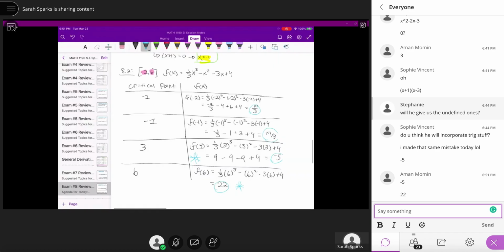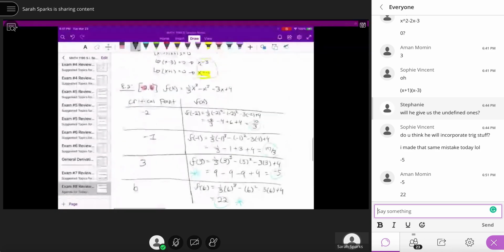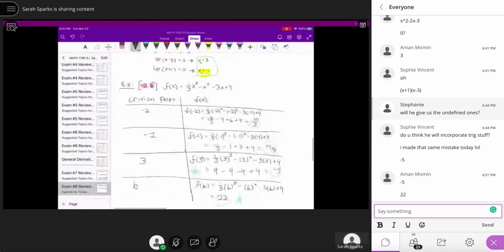And if you notice this time, one of our endpoints was actually the maximum, not one of our critical points, which is why it's important to check our endpoints as well. Does that make sense? Sometimes the function will just continue forever and will be higher than one of those.